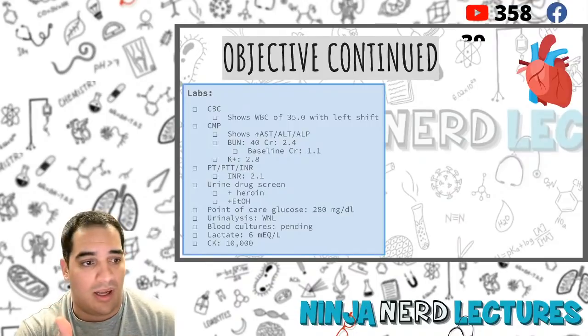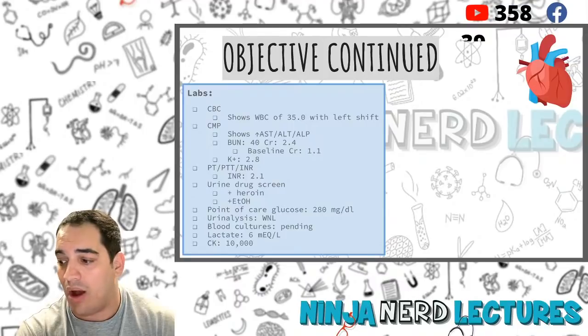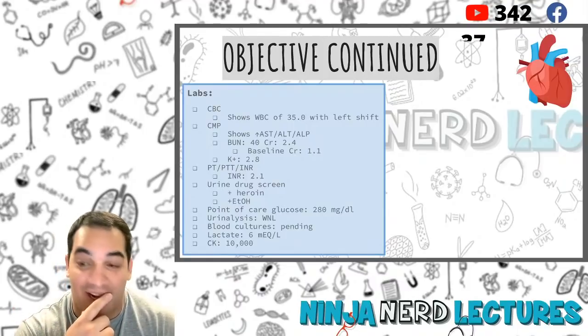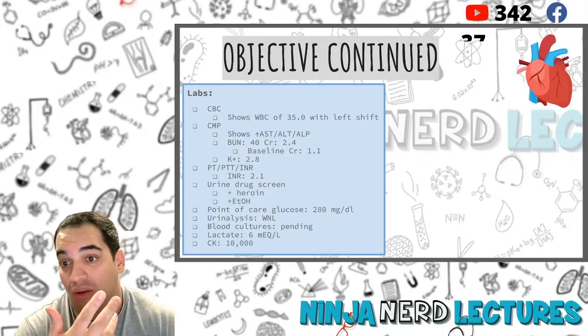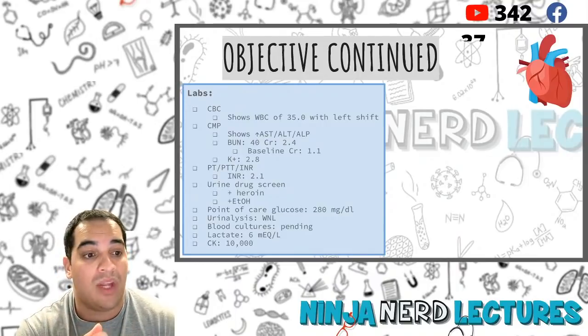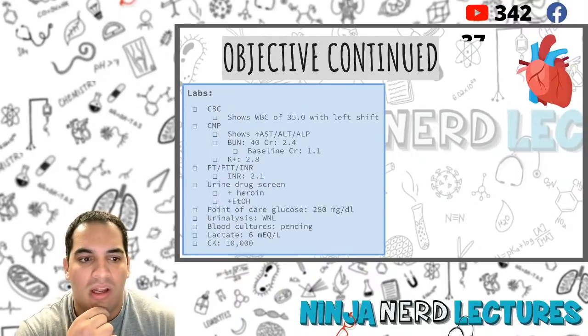And then from this, you can see here, he's got transaminitis. He's got increased ALT, AST. He's got an elevated alk phos. He's also got an elevated BUN at 40 and a creatinine of 2.4. Now, maybe this is his baseline creatinine. We don't know. And maybe he just doesn't go to the doctor enough to say if he has CKD or not. But we were able to find a baseline creatinine from about a year ago, and it was 1.1. So that's about all we have to go off of.